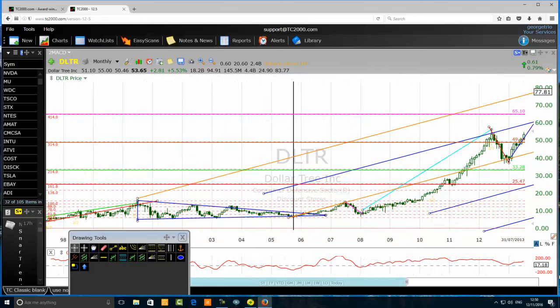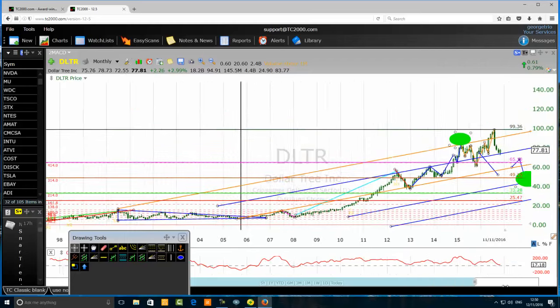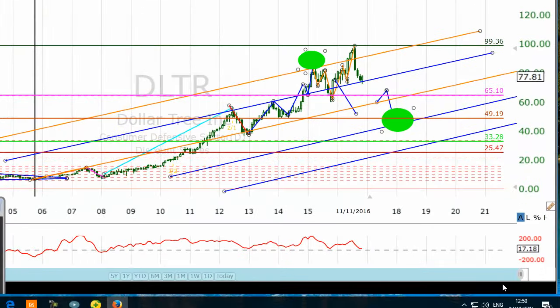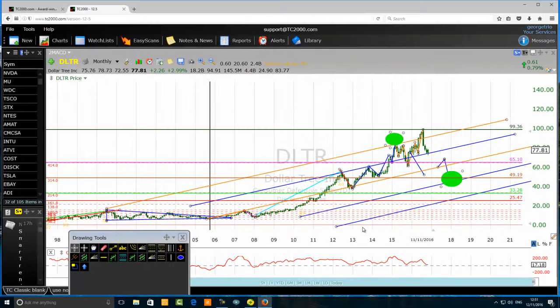I have not finished yet, okay? There is more to this that we're going to discuss. Stay with us. All right? So look at the 414%, which is the next key level, the 414%.